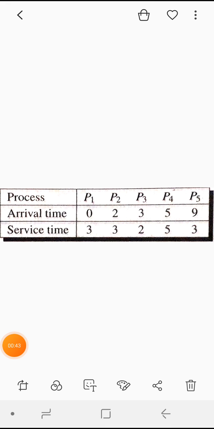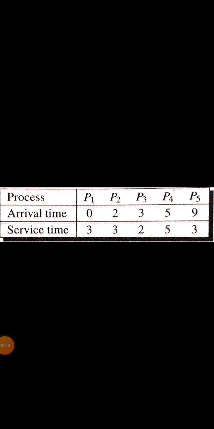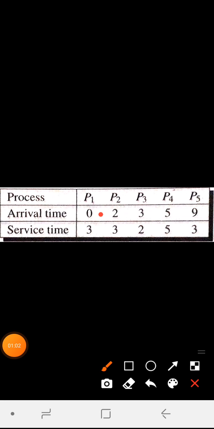We'll take an example where we have 5 processes P1, P2, P3, P4 and P5. We have been given the arrival time and service time for each process. For these processes, let's discuss how FCFS and SRN scheduling will work. So here you can see that process P1 is arriving at time 0 and it is getting completed at 3 time units.